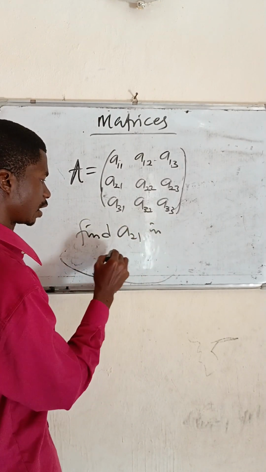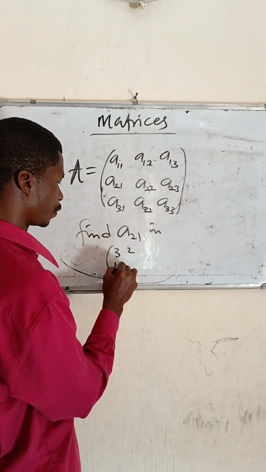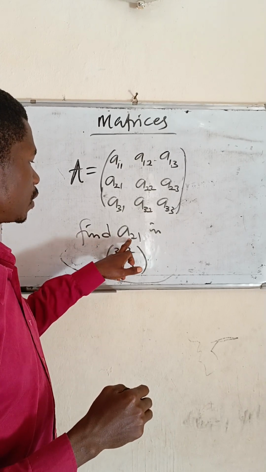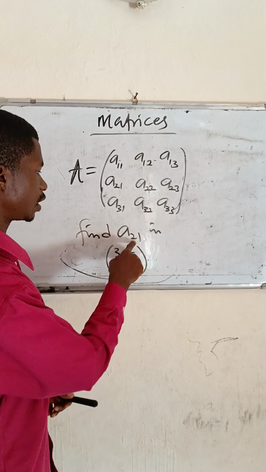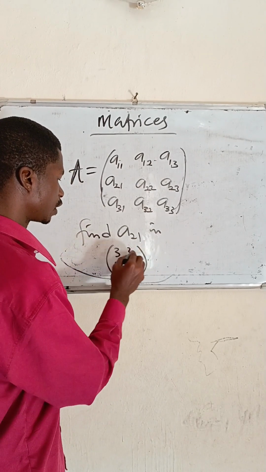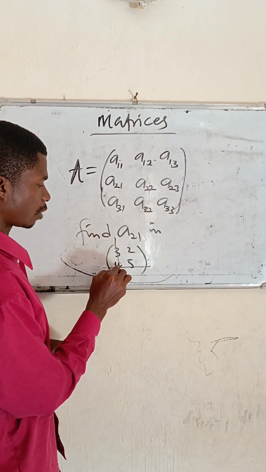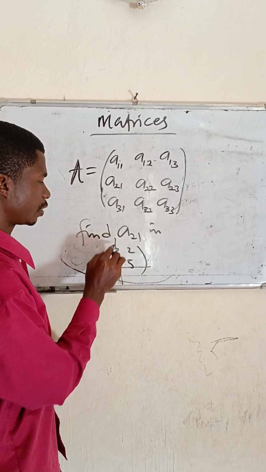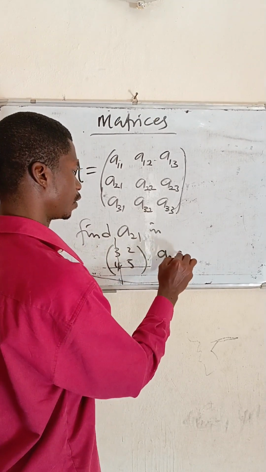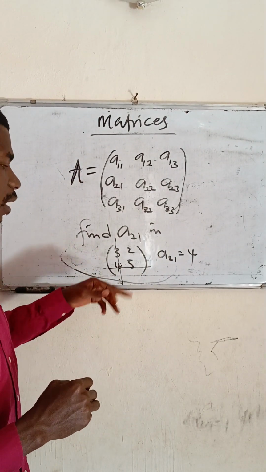Let's assume in this matrix, 3, 2, 4, 5. What did they say we should find? In this matrix, what is this? Second row, first column. Now, where is the second row? This is the first row, they are not asking for the first row. Second row, first column. Where they meet, that is here. So, our answer for the second row, first column becomes equal to 4. As a beginner, you must understand this.